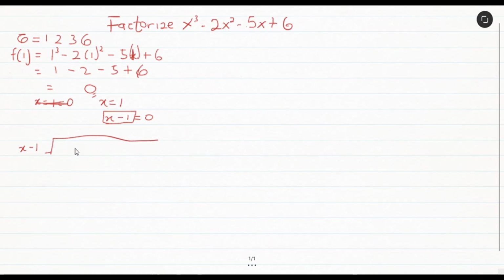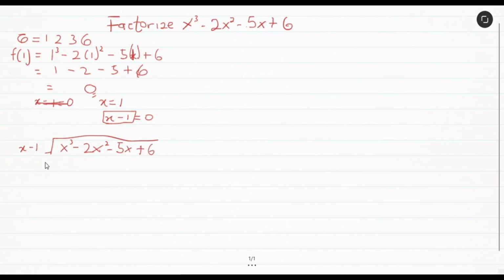Don't mind my long division. So we are going to get x cubed minus 2x squared minus 5x plus 6. Now, how do we do this division?